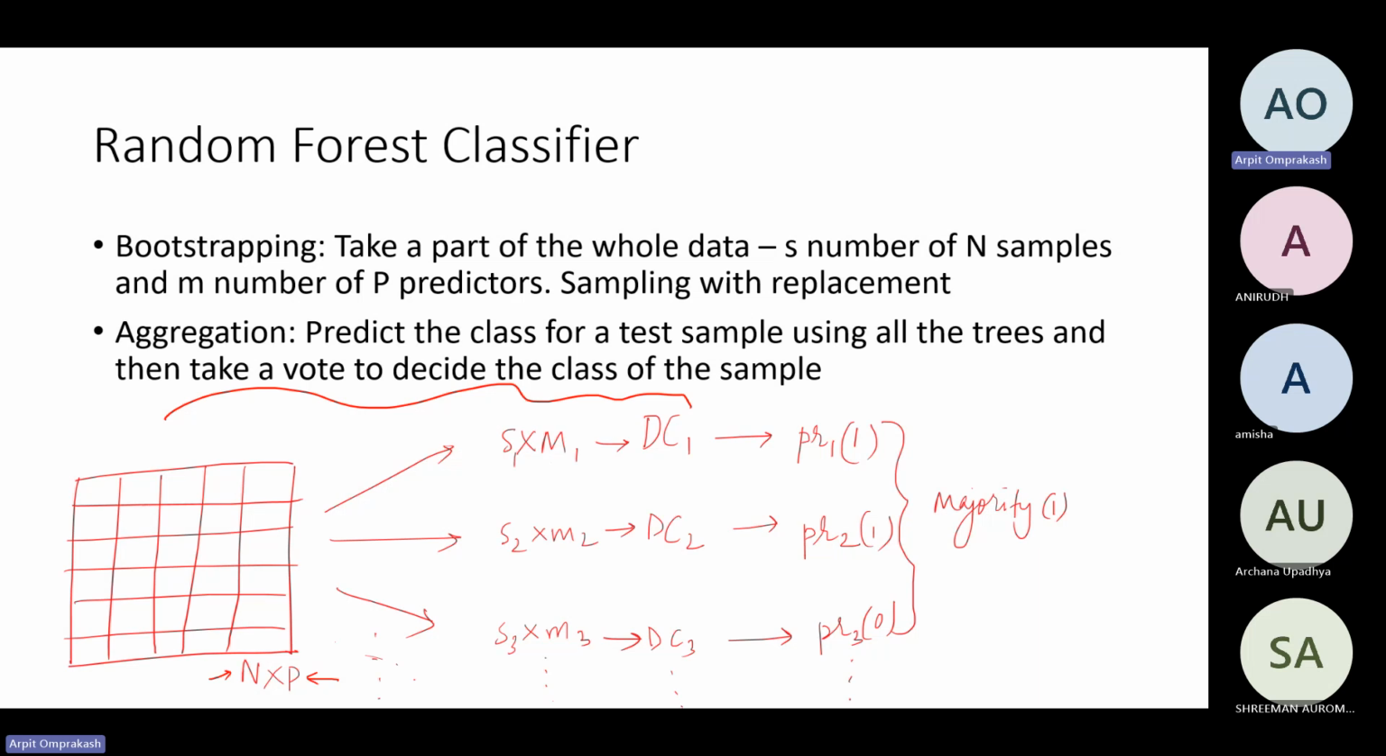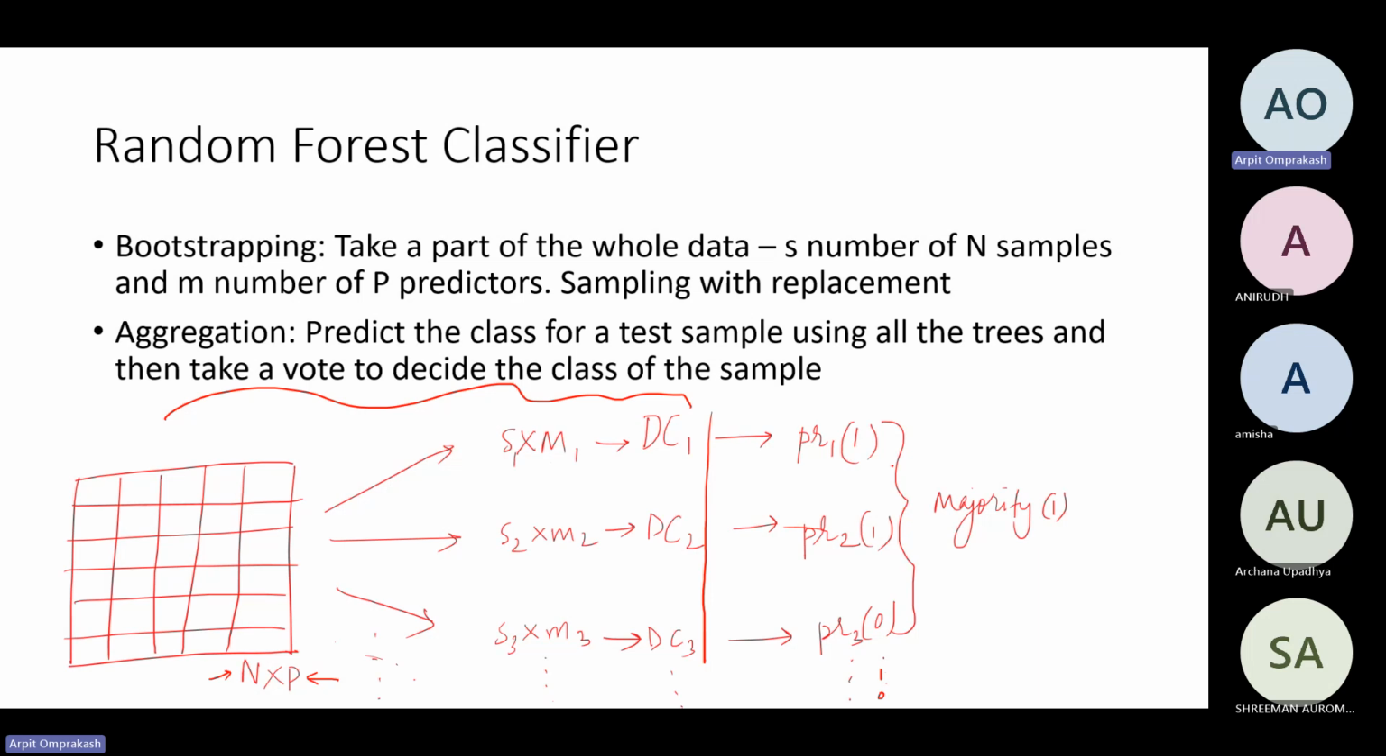So let's say now you have a test sample. You run the test sample through all of these models, DC1, DC2, DC3, all of them. And then you get some prediction. So let's say the first model predicts it is from class 1, second model predicts it is from class 1, third model predicts it is from class 0, other models predict from class 1, 0, and so on. So you get multiple predictions for the same test data.